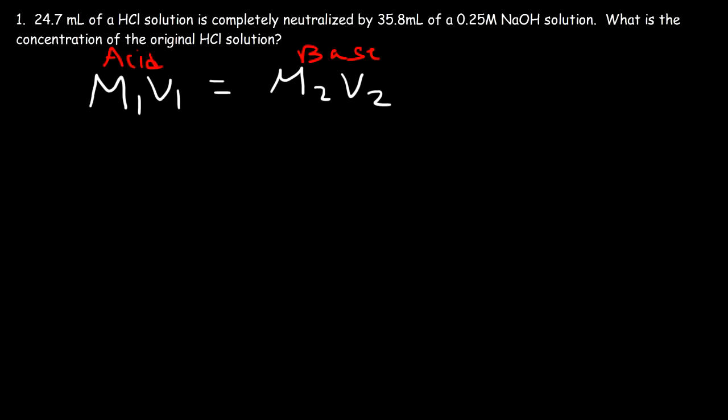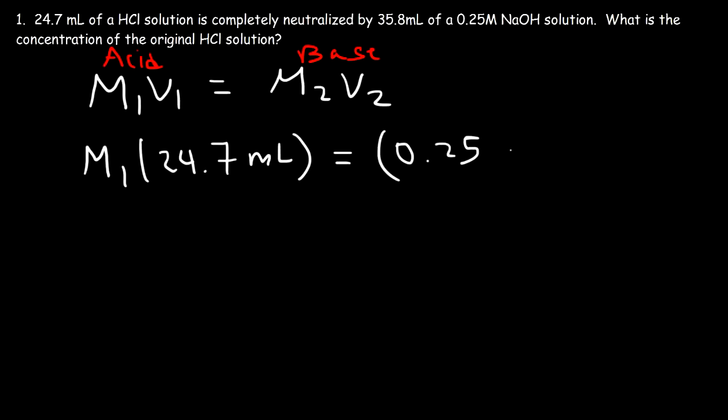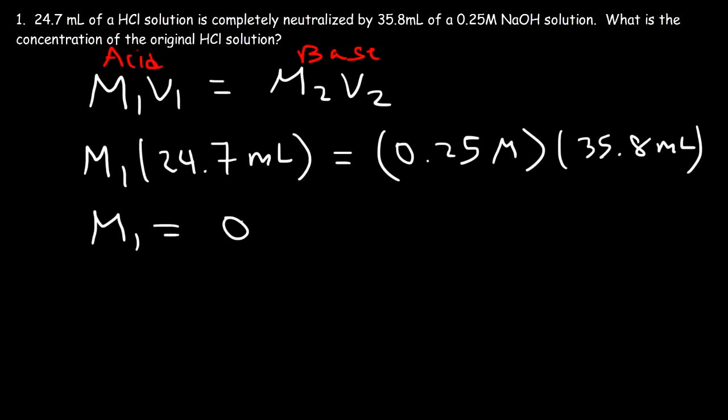So in this example, we're looking for the concentration of the original HCl solution. So we're looking for the concentration of the acid, M1. V1 is 24.7 milliliters. M2 is 0.25 moles per liter. V2 is 35.8 milliliters. So M1 is going to be 0.25 times 35.8 divided by 24.7. So the concentration of HCl is 0.362 moles per liter, or simply capital M.